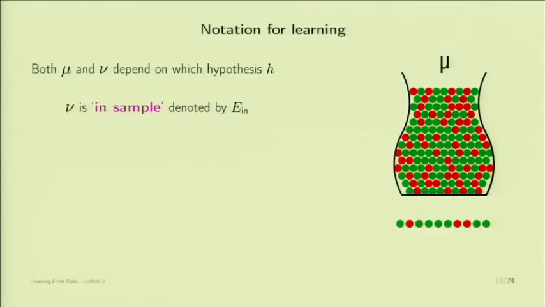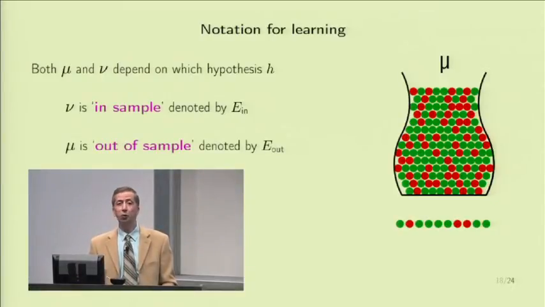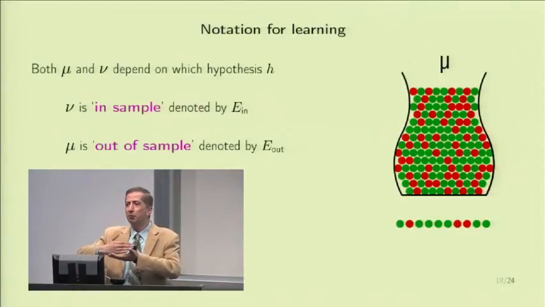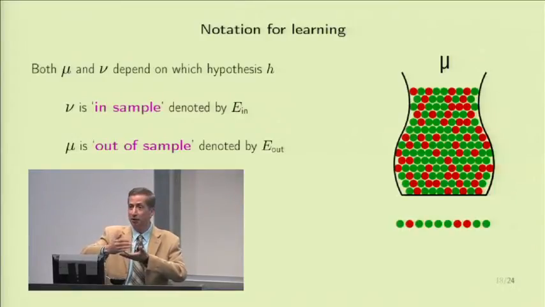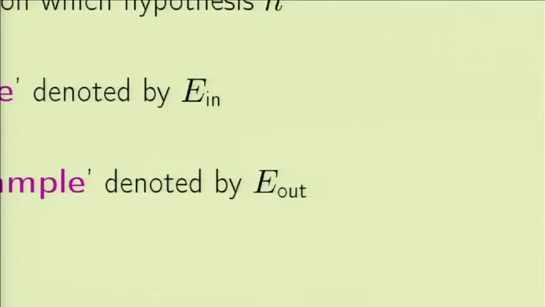Now we go and get the other one, which happens to be mu, and that is called out of sample. If you are in this field, what matters is the out of sample performance. That's the lesson. Out of sample means something that you haven't seen. And if you perform well out of sample on something that you haven't seen, then you must have really learned. So that's the standard for it, and the name for it is E out.